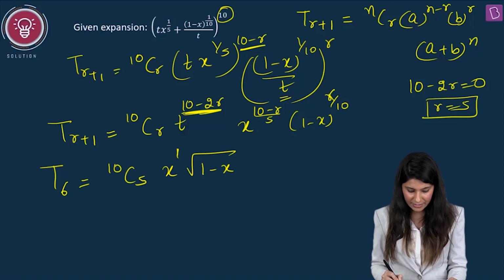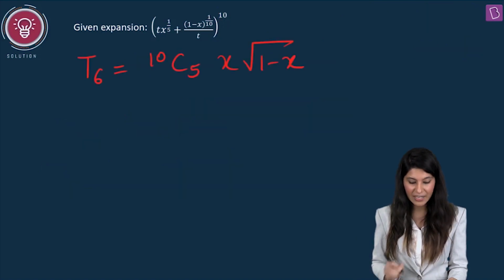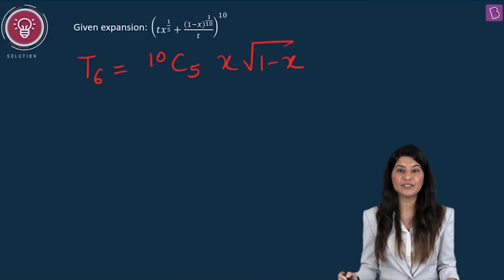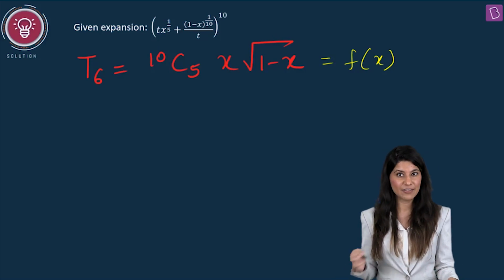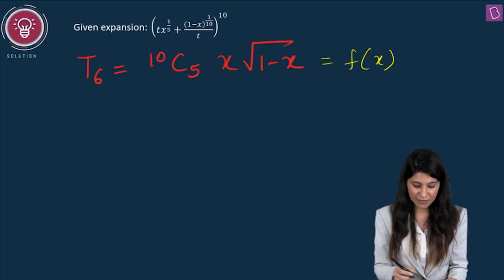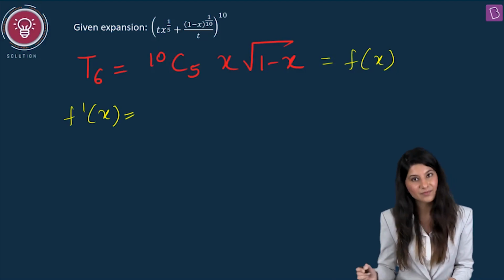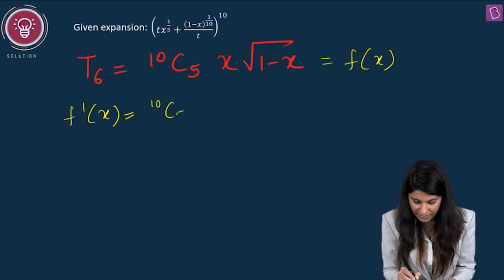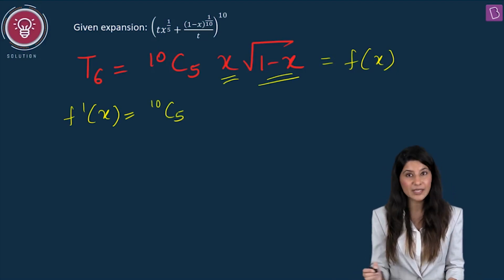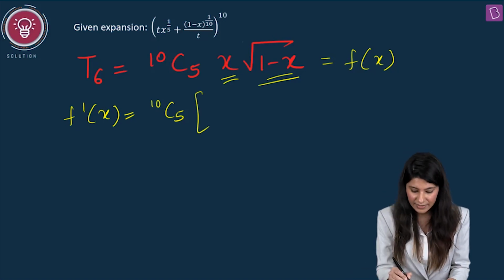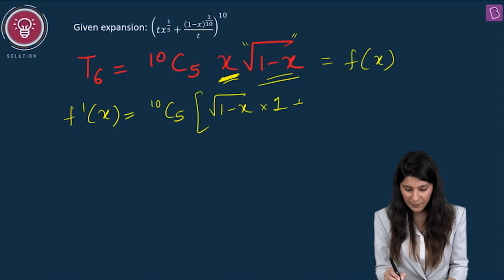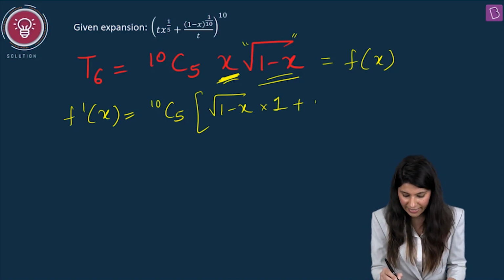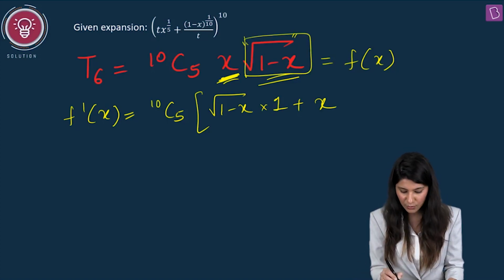And now we are interested in the maximum value of T6. Yes, the maximum value of T6, how to get that? So what I'll be doing is I'll be taking it as f of x, a function of x. To get the maximum value of f of x, I'll be differentiating it. 10C5 is constant as it is. I'll be applying the product rule in this. So now you have this as it is, 1 minus x. Differentiation of this one is 1 plus. Now you have x constant for now. And you have to differentiate this, which would be what?